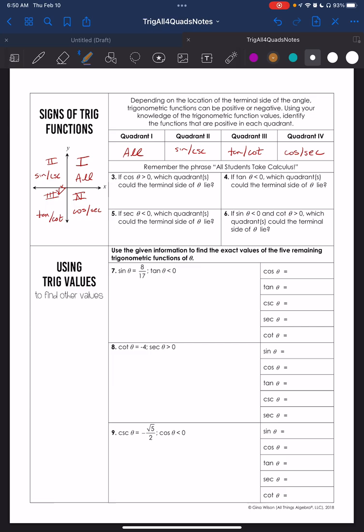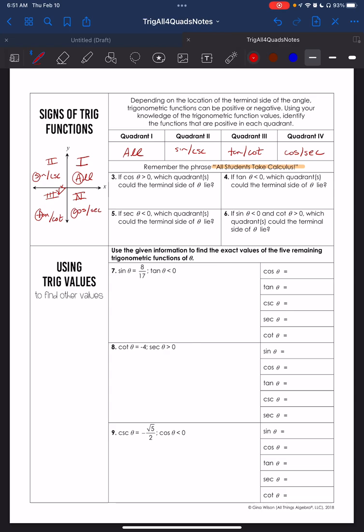Some people, and I was taught this too, use the phrase "All Students Take Calculus" to remember: A for all, S for sine, T for tangent, and C for cosine. Now you have to remember that cosecant goes with sine, cotangent goes with tangent, and cosine goes with secant. But I also think if you just remember why this is, that sine's positive when the y value is positive, cosine's positive if the x value is positive, tangent's positive if they're both negative, or both positive in the case of quadrant 1.